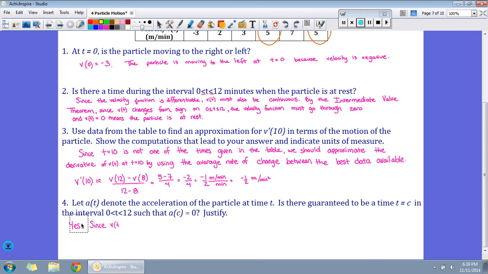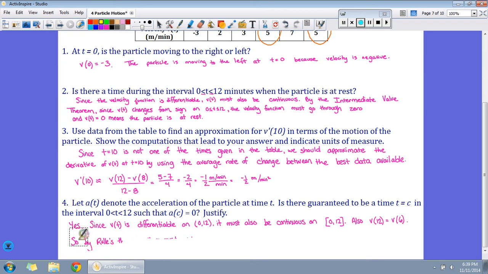So we're going to say that it's yes, since velocity is differentiable on the interval, it also must be continuous on the same interval. And since v of 12 equals v of 6, by Rolle's theorem, there must exist a point in the interval such that the derivative of velocity, or acceleration, equals 0.